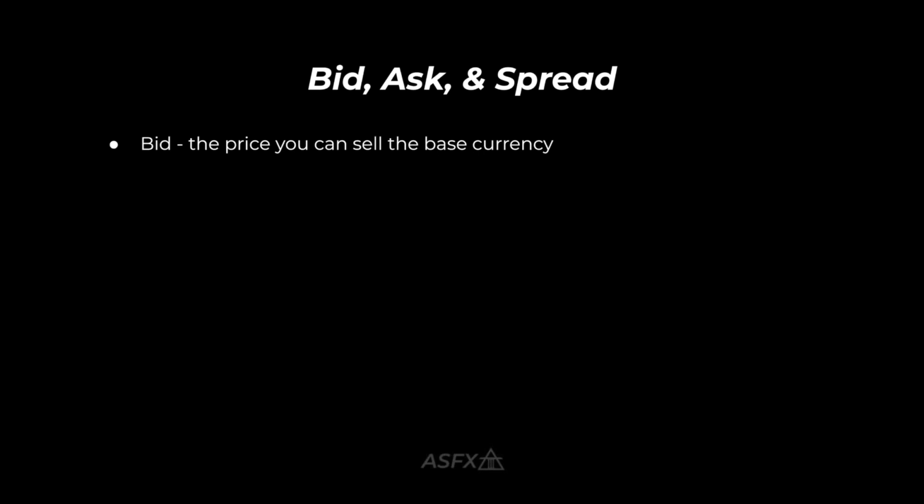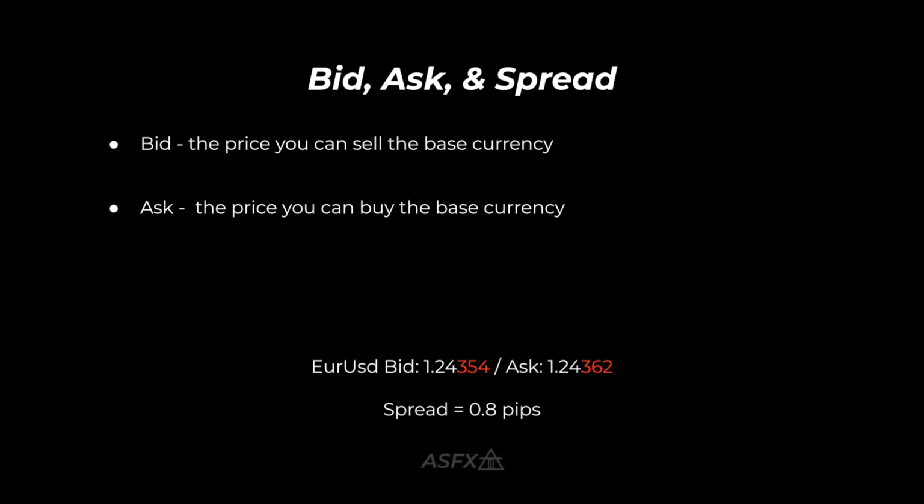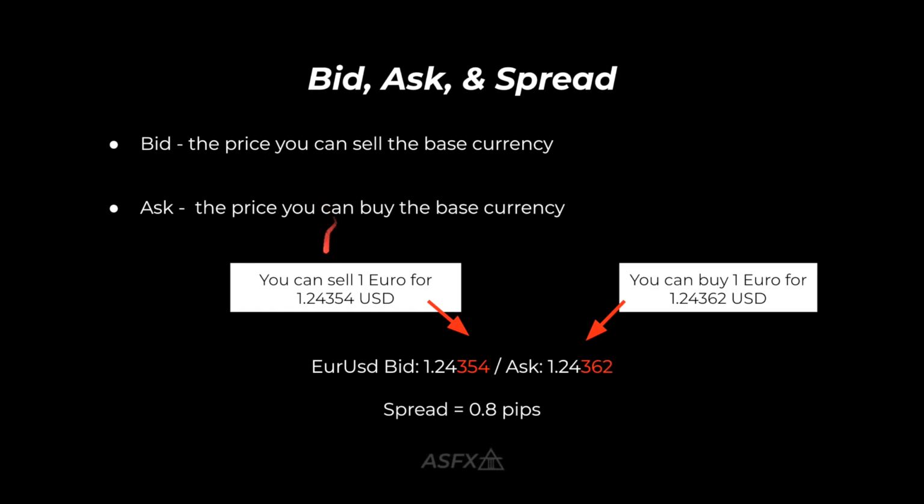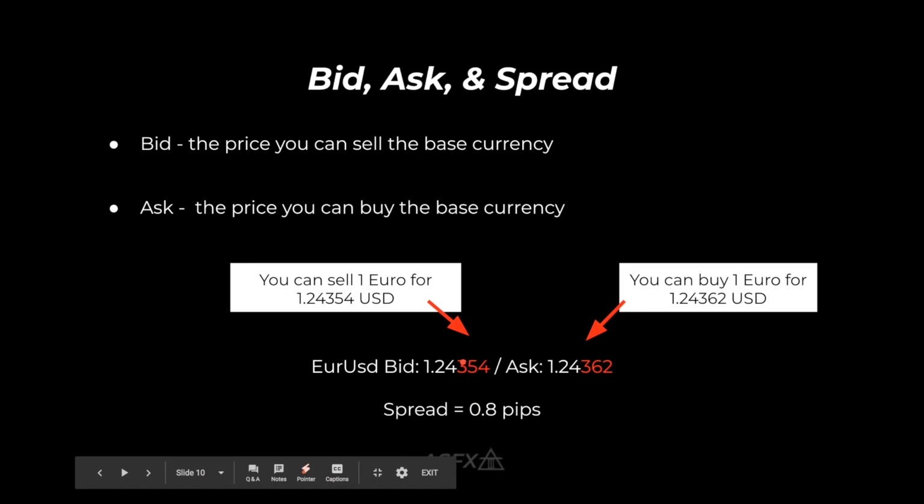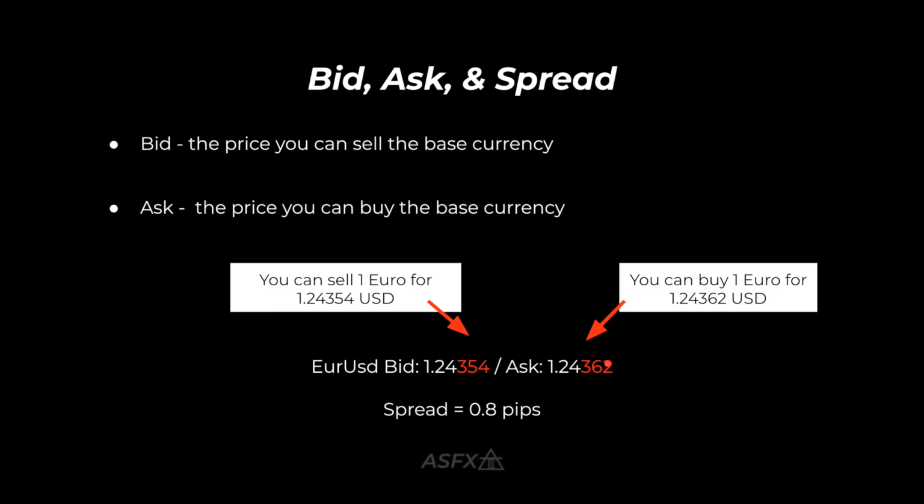So now that you understand pips, let's talk about the bid, ask, and the spread. You've heard me mention this before when we talk about a currency being quoted in 2 different prices. So first, the bid is the price that you can sell the base currency. The ask is the price that you can buy the base currency. So if we look at this example here, in Euro USD, if the bid is 1.24354 and the ask is 1.24362, that would mean that the spread is 0.8 pips. The difference between the 35.4 and the 36.2 is 0.8 pips, and you can sell €1 for 35.4 and you can buy €1 for 36.2.